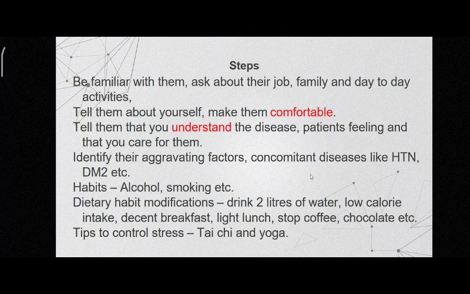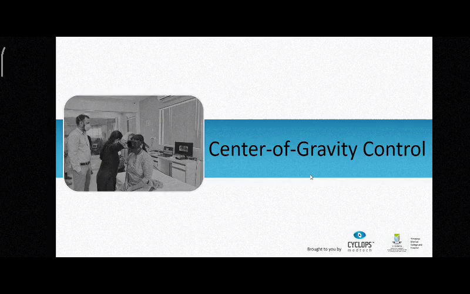You have to give them a chart so that they can make dietary modifications, like drink 2 liters of water, low calorie intake should be given, have a decent breakfast at a particular time, light lunch, coffee should be avoided, etc. And you also have to give them tips to control stress, which can be meditation exercises, tai chi and yoga. So let us start the center of gravity muscle strengthening exercises.